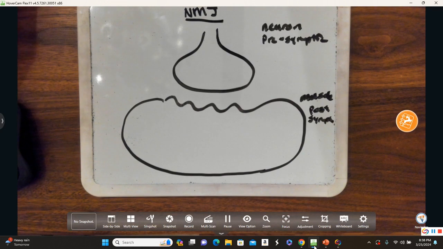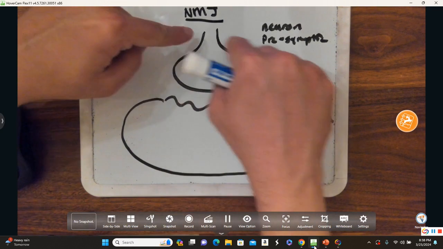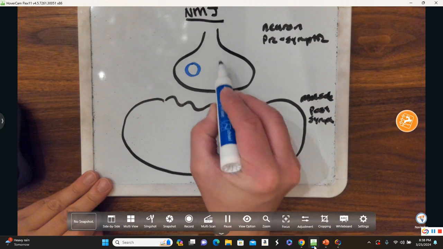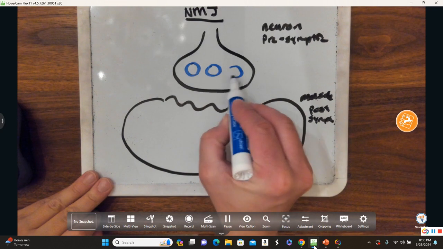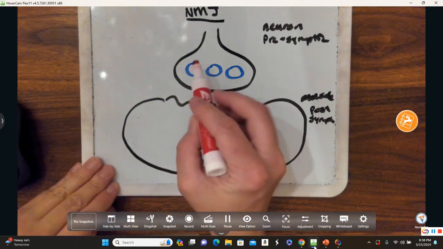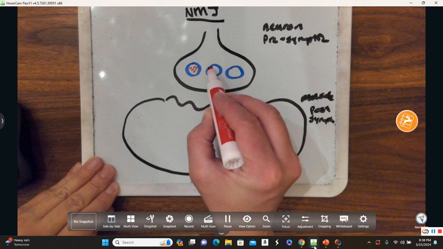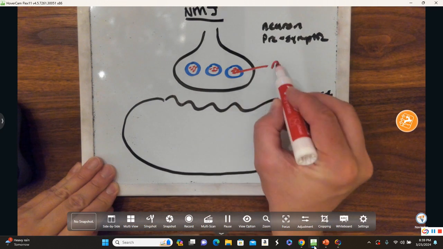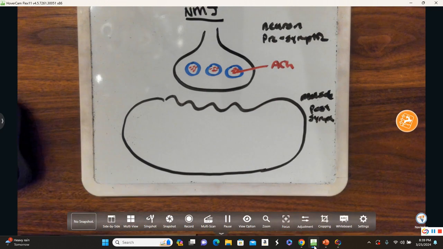Now, inside this neuron here, we have what's called a synaptic terminal. There are these little vesicles, and these vesicles are filled with a chemical neurotransmitter called acetylcholine, ACH, acetylcholine, okay, ACH. Now, ACH, acetylcholine, is the neurotransmitter of the neuromuscular junction.